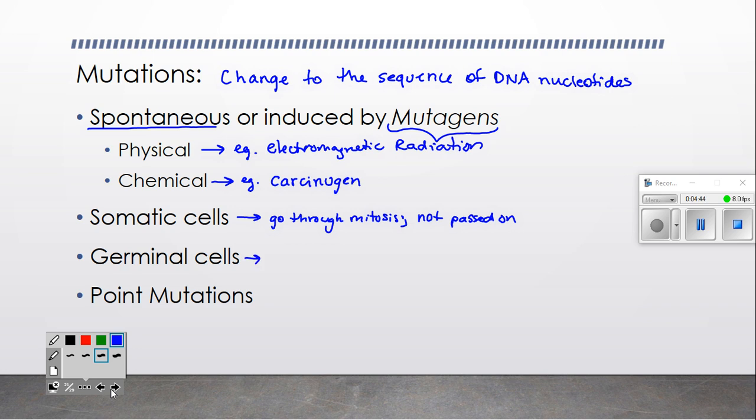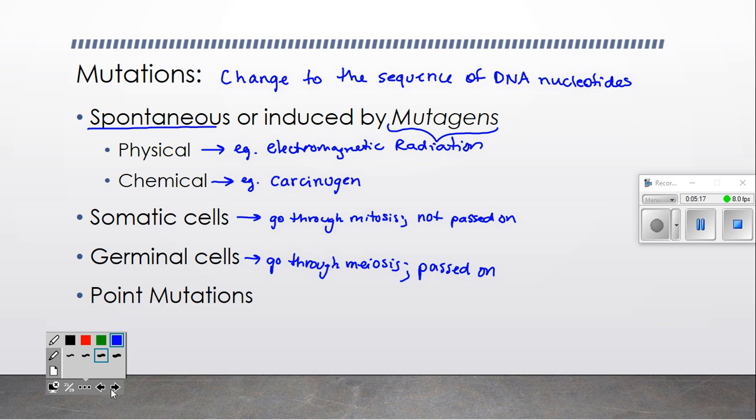Germinal cells are the ones that eventually go through meiosis. Now you might recall they go through mitosis first and then meiosis, but they go through meiosis and they are passed on potentially. So it's important to note whether a mutation affects someone's somatic cells or their germinal cells, or potentially both. If you have a mutation in one of your germinal cells, that could be passed on to subsequent generations.